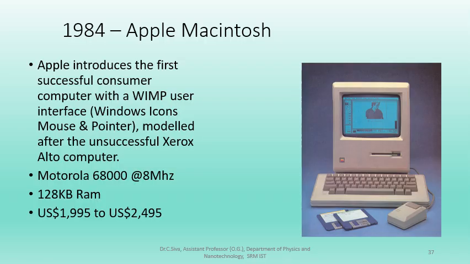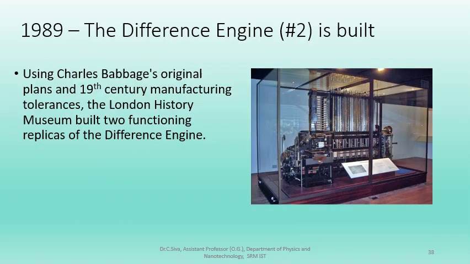It happened very fast. The Apple Macintosh was introduced in 1984. You can see the design, which could also read the floppy disk. The blue devices placed in front of the keyboard are called the floppy disk drive. Then the Difference Engine was built in 1989 using Charles Babbage's original plans and 19th century manufacturing tolerances. The London Science Museum built two functioning replicas of the Difference Engine.